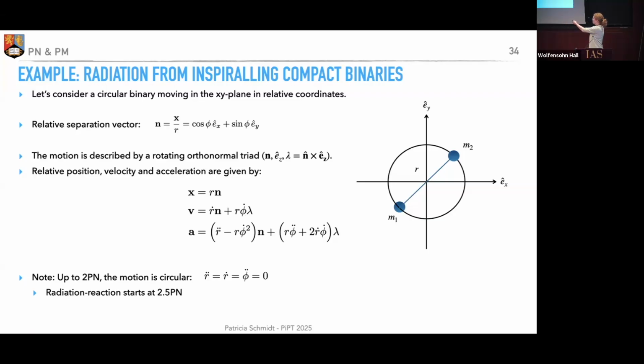And I can literally do time derivatives. Everybody knows how to do that, and write down what the equations of motion are here. Now, I know nothing about what these terms are, and what we're interested in is, of course, to write these down in a post-Newtonian sense. Up to 2PN, for a circular orbit, nothing happens. We saw that the energy emission starts at 2.5PN, so nothing's going to happen there. It's just going to be a circular orbit.